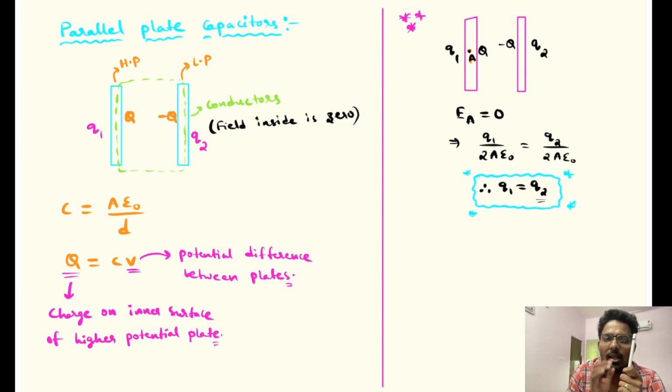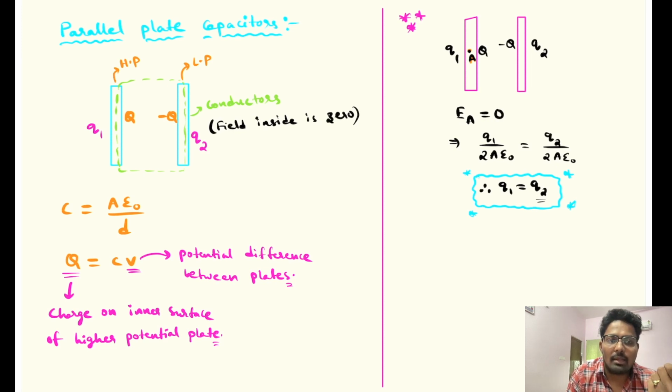What does that mean, sir? Means if there is a plate, this might be a finite length. For a point over here, this plate is a finite plate. But imagine I'm taking a point which is infinitesimally close to this. Then for that point, this length will appear to be infinite.